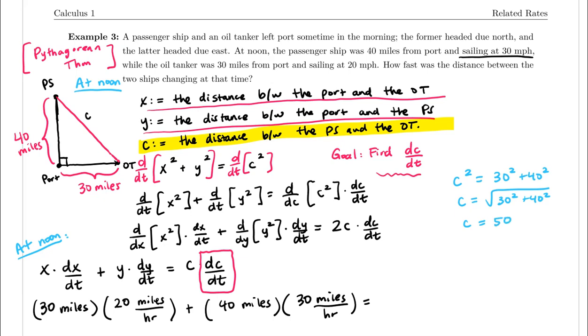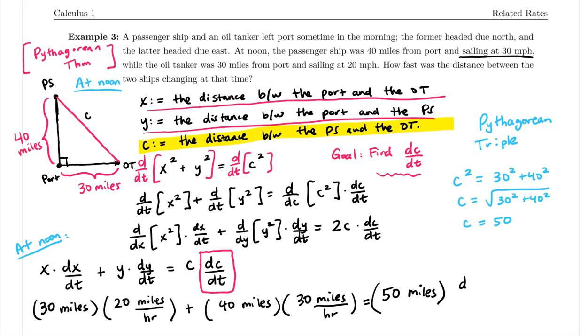This is actually an example of a Pythagorean triple. If you don't know what that is, feel free to look it up, but a Pythagorean triple is essentially three numbers, or three integers specifically, that satisfy the Pythagorean theorem. And so 30, 40, and 50 are all integers. All right, so we use that to find c, which was 50 miles, since c is a distance.